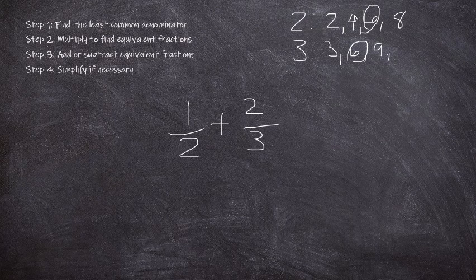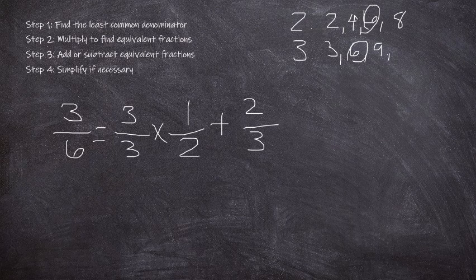Now what I need to do is step 2. I have to multiply each one of my original fractions by something in order to get 6 as a new denominator. So let's take 1/2 and multiply it by something to get a new equivalent fraction with 6 as a denominator. I know that 2 times 3 is 6. And whatever I do to the bottom, I must do to the top. So 1 times 3 is 3. And I have a new equivalent fraction of 3/6.